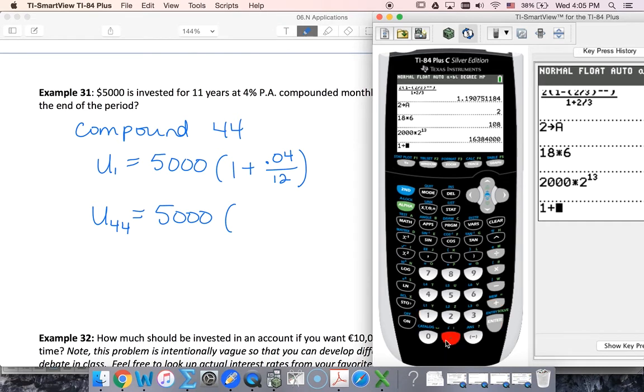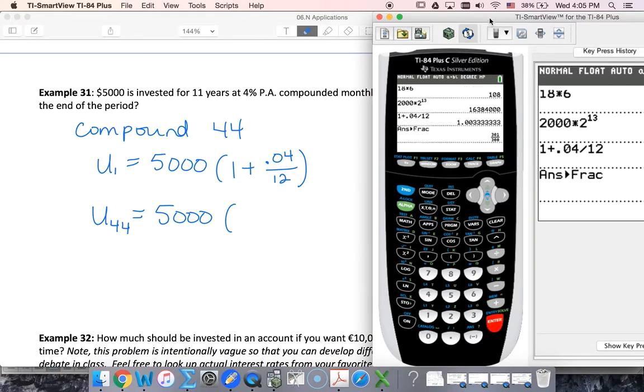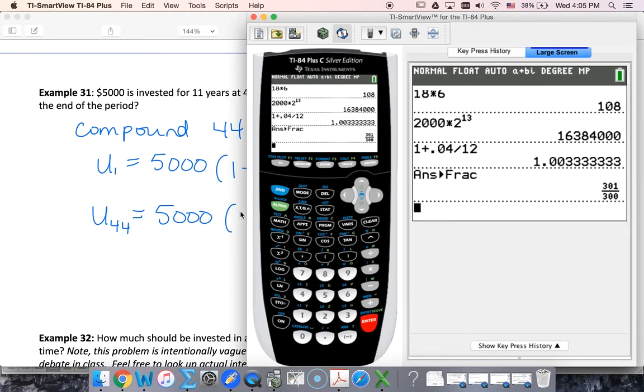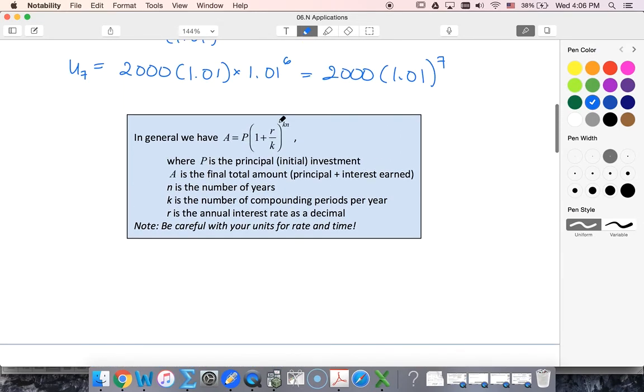Let's see. So, all right, let's turn that into a fraction. And we end up with 301 over 300. And that's going to be raised to the 44th power. So notice up here, we take our interest rate, divide by the number of times we compound per year, and then it gets raised to the number of times we compound times our number of years.